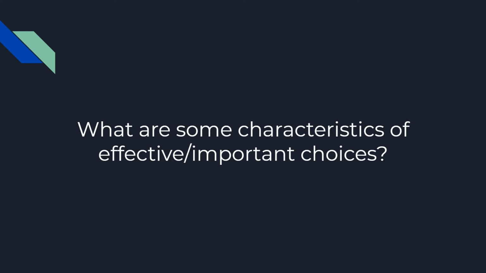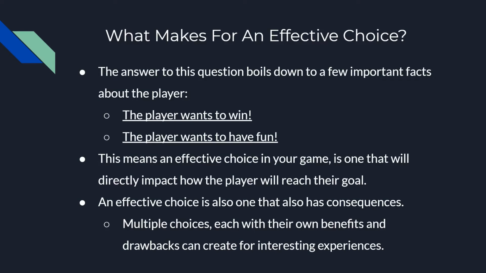Cool. So I just have a couple examples on here. It's not going to encapsulate everything, of course, but just some things to think about. So what makes an effective choice? To answer this question, it boils down to a few important facts about the player. A, the player wants to win, and B, the player wants to have fun. So usually a lot of the choices you make, or the choices you give your players, want to fall within one of these two things, or at least keep in mind these two things. Of course, there are many different ways of approaching this problem.